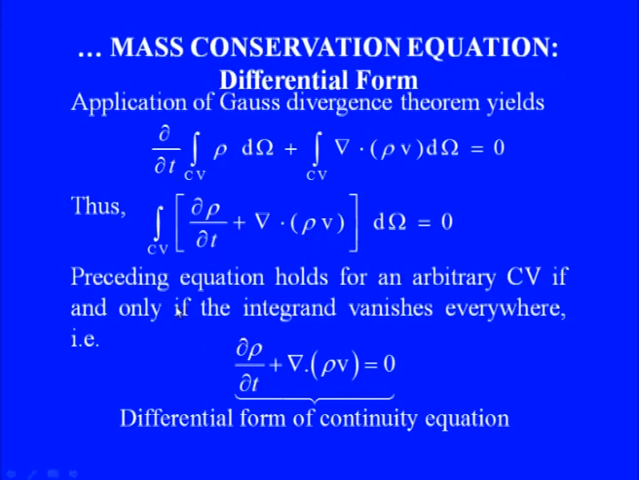So that is what we say in mathematical language, that the preceding equation will hold for an arbitrary control volume if and only if the integrand vanishes everywhere, that is del rho by del t plus divergence of rho v is equal to 0, and this leads us to what we call the differential form of continuity equation. The first term is the time derivative of density, and the second term is divergence of rho into v. So for compressible flows, this particular equation represents what we call the transport equation for density.